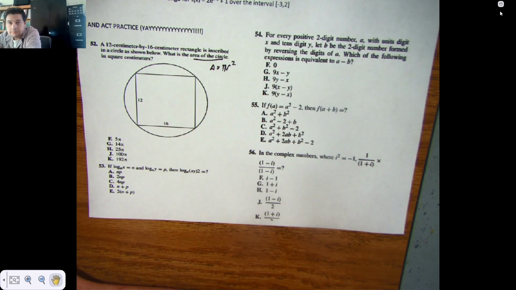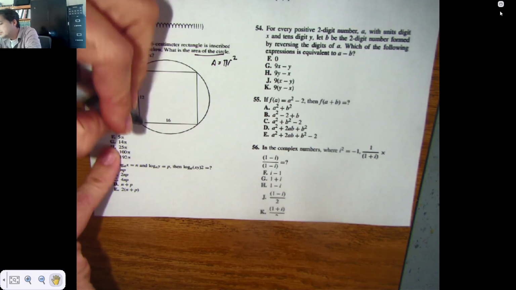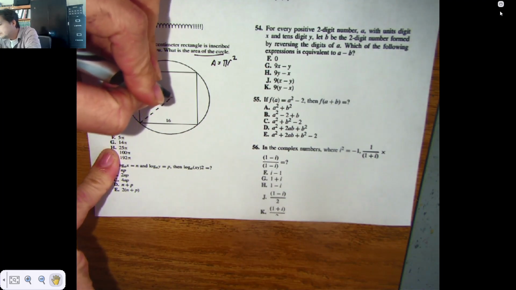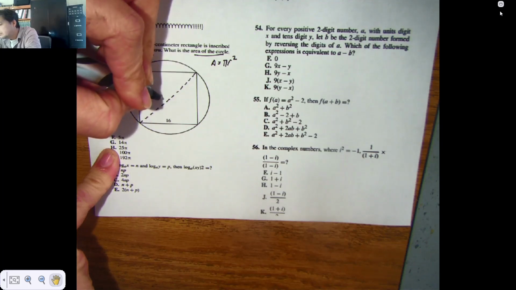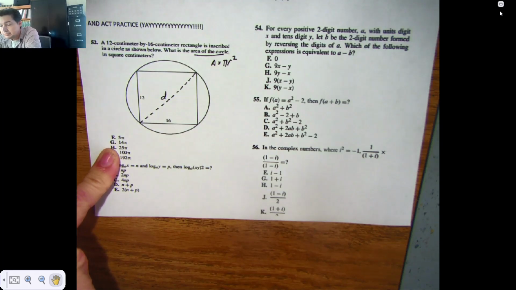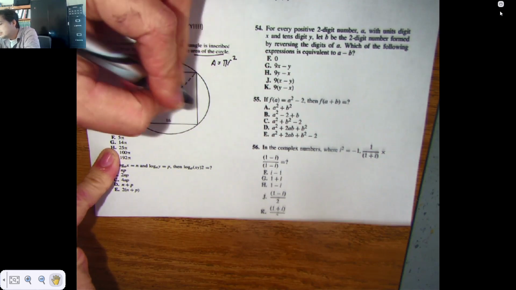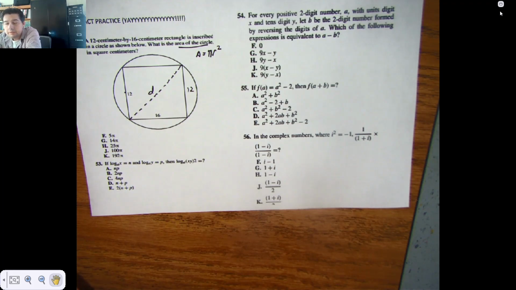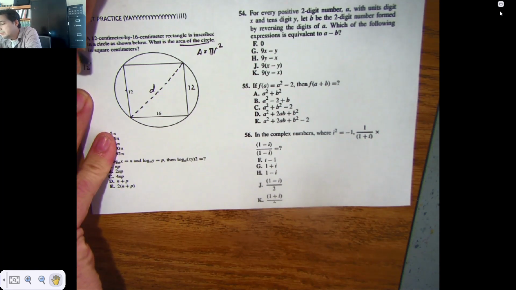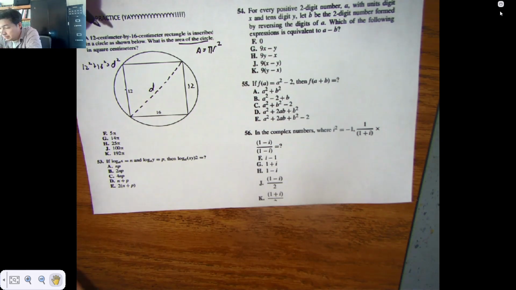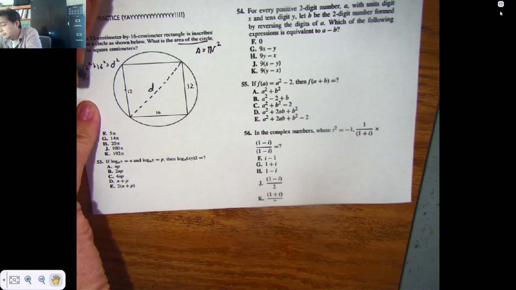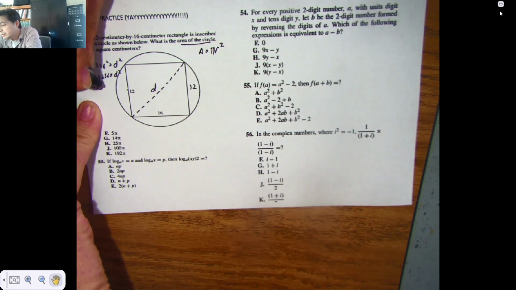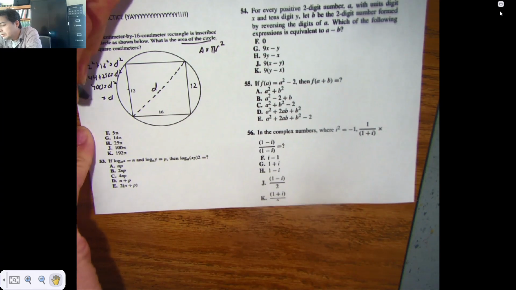And this is a rectangle, so I'm going to draw in the diagonal. This diagonal is the diameter of the circle. And if there's a 12 here, there's a 12 there. It's just the Pythagorean theorem, isn't it? So 12 squared plus 16 squared is your diameter squared. That's 144 plus 256 is your diameter squared. 400 is your diameter squared, and your diameter is then 20.